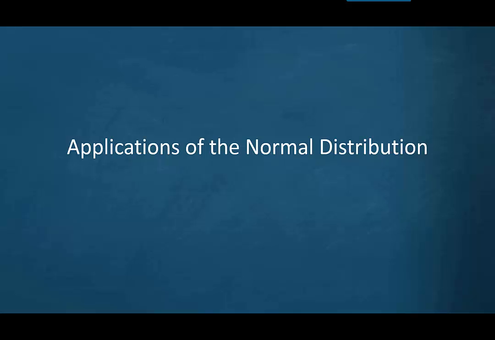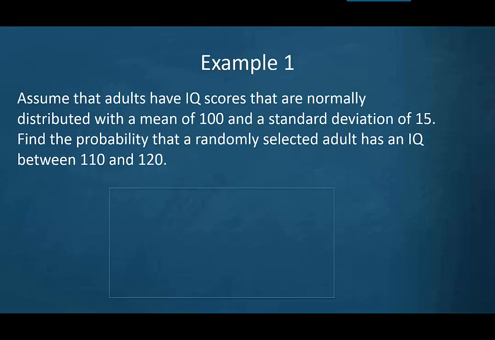Let's look at some further applications of the normal distribution. We've already seen a few where we looked at the 68, 95, 99.7 rule. Let's see how we can do this for any type of application, any data set that is normally distributed. So example 1.